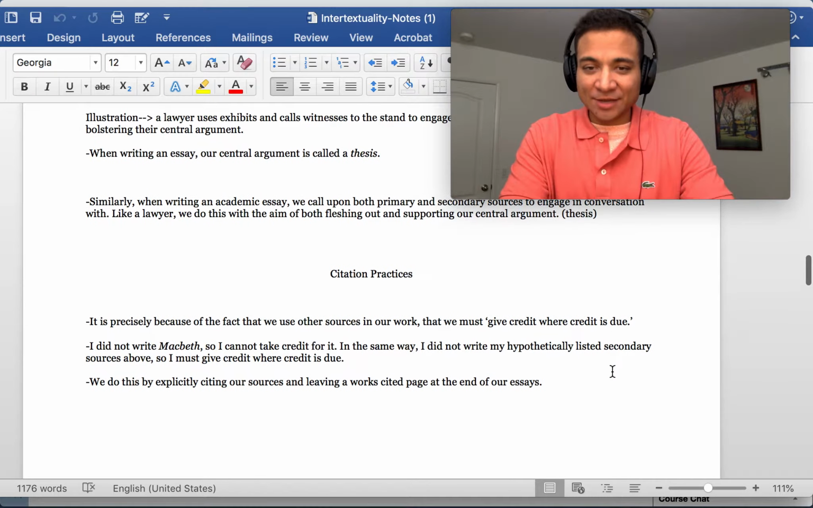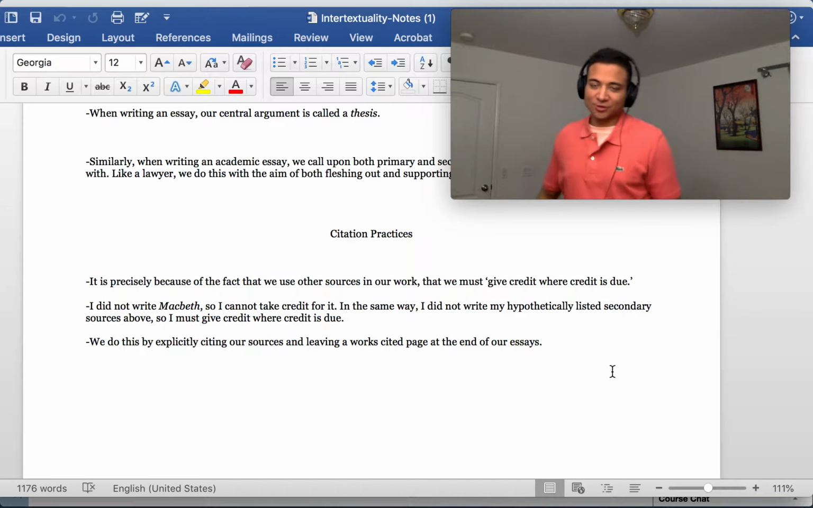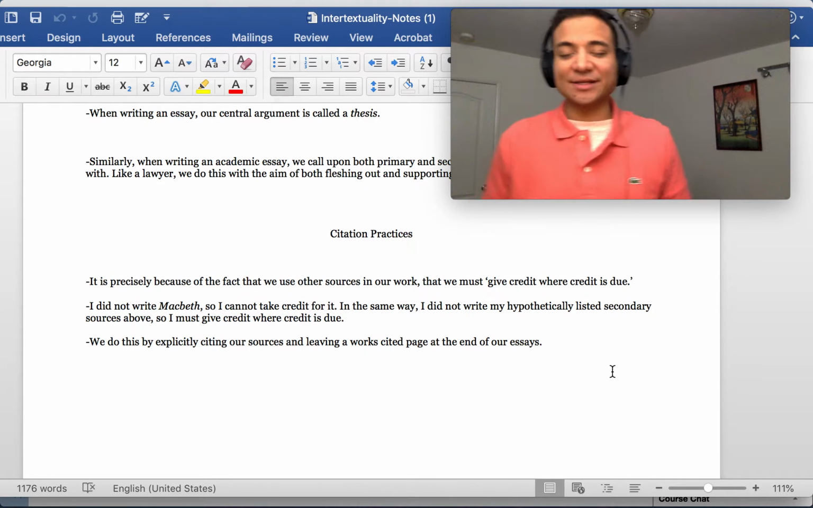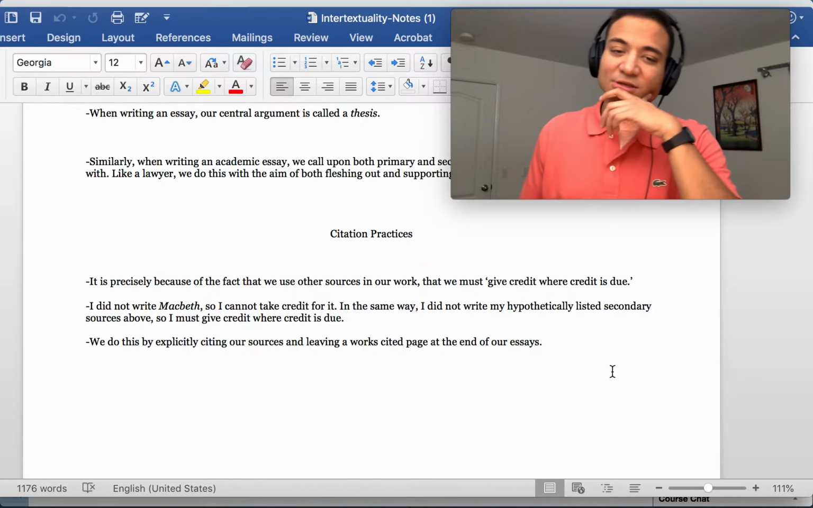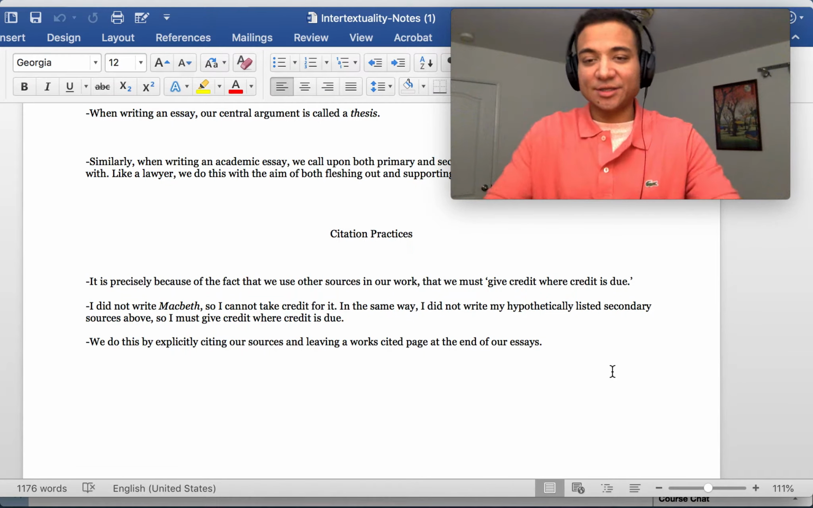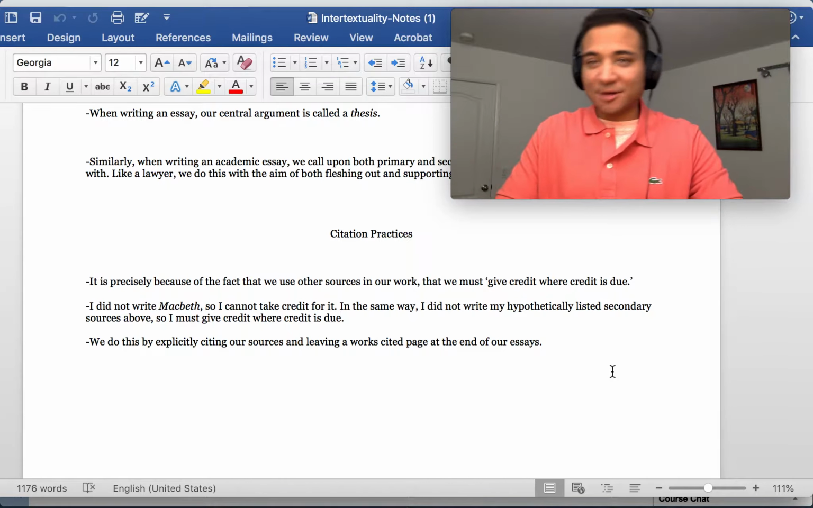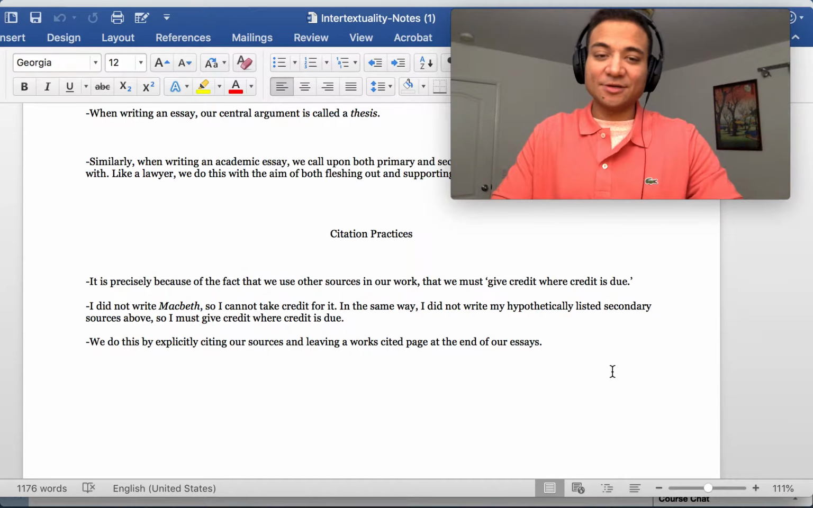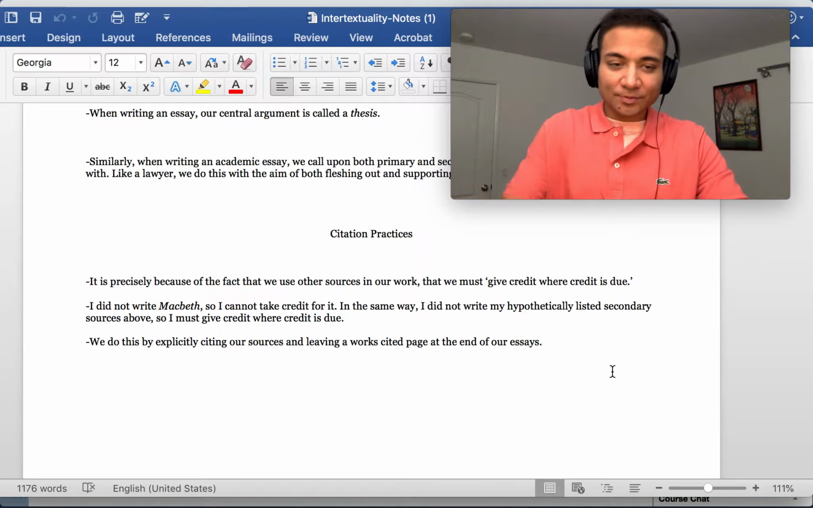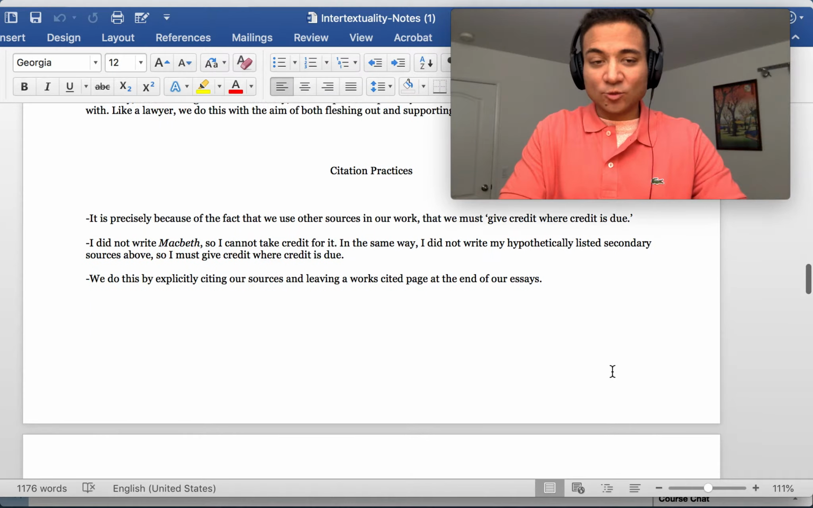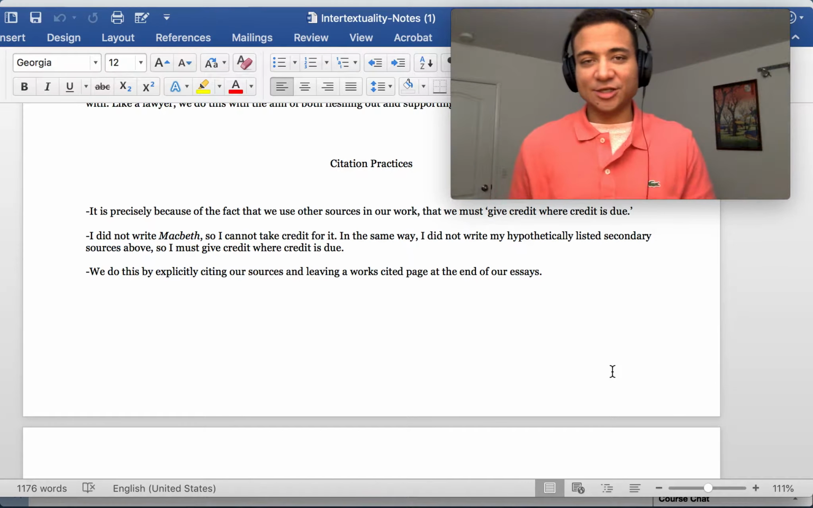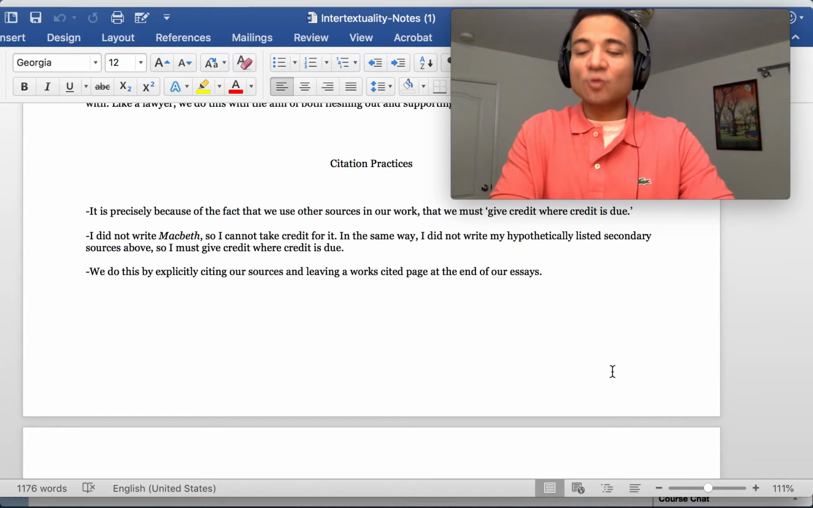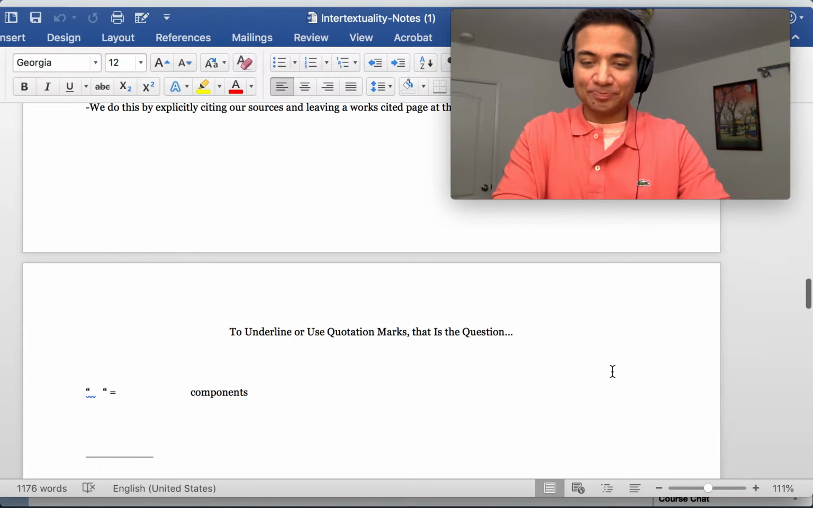Okay, so now we change gears a little bit, and we go into citation practices. We have to give credit where credit is due. I was talking about Macbeth. I did not write Macbeth, so I have to credit it. We do that by citing our sources. They're called in-text citations within our paper, and that's what we're talking about here, along with having a works cited page at the end of our essays.